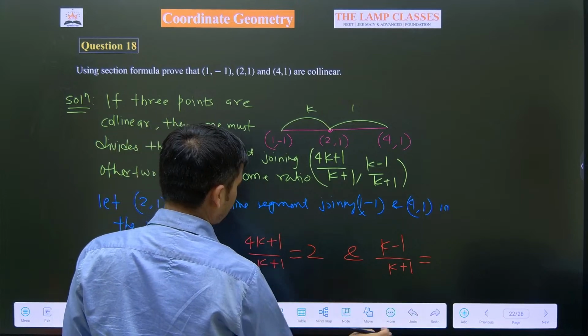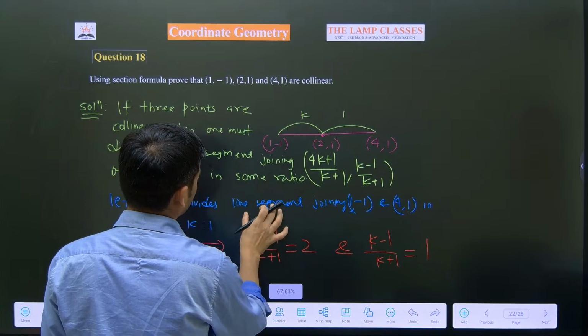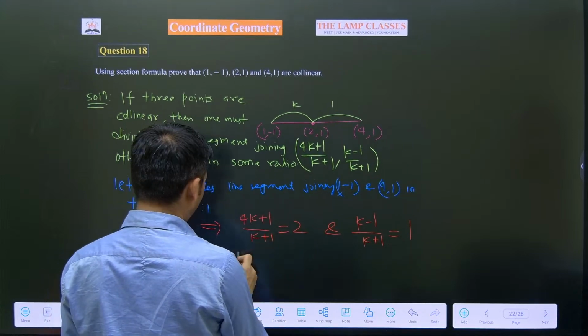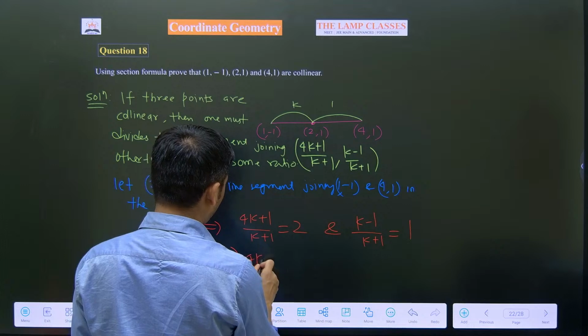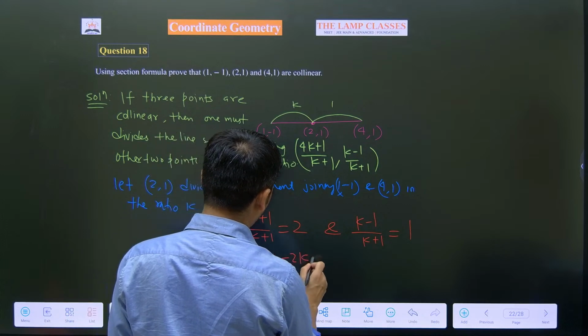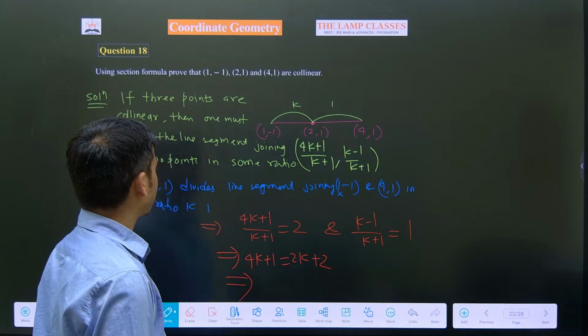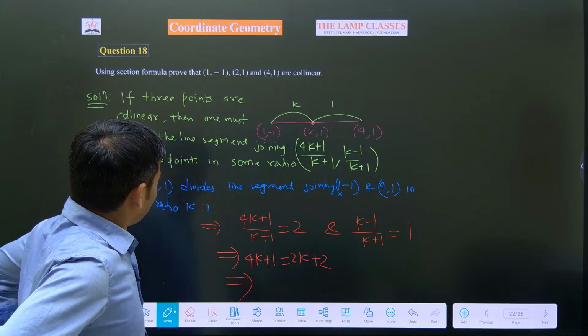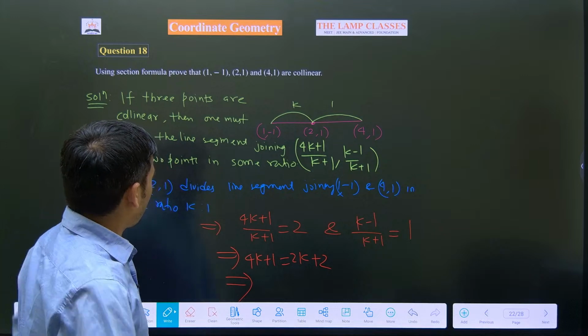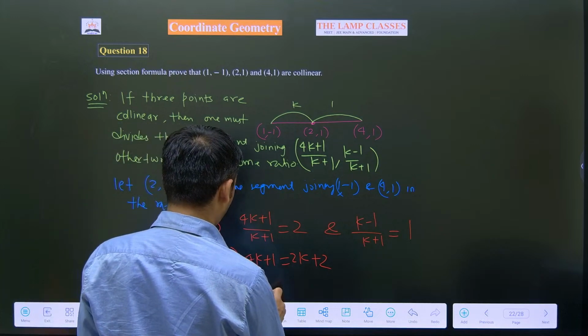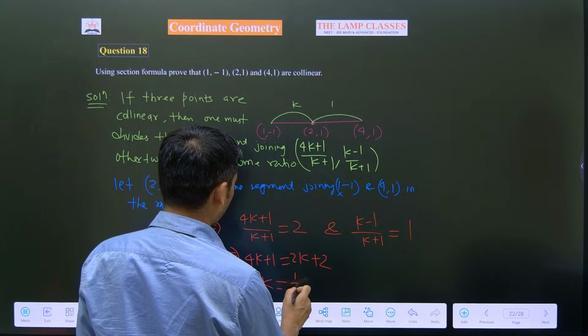Is that all right? Now cross multiply. So we get 4k plus 1 is equal to 2k plus 2. What is the value of k from here? k minus 1 upon k plus 1, right? So you are getting k is equal to 1 by 2.